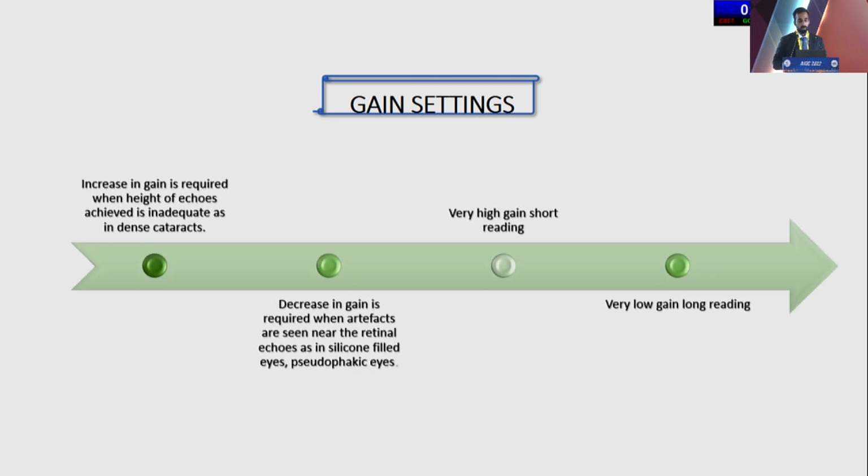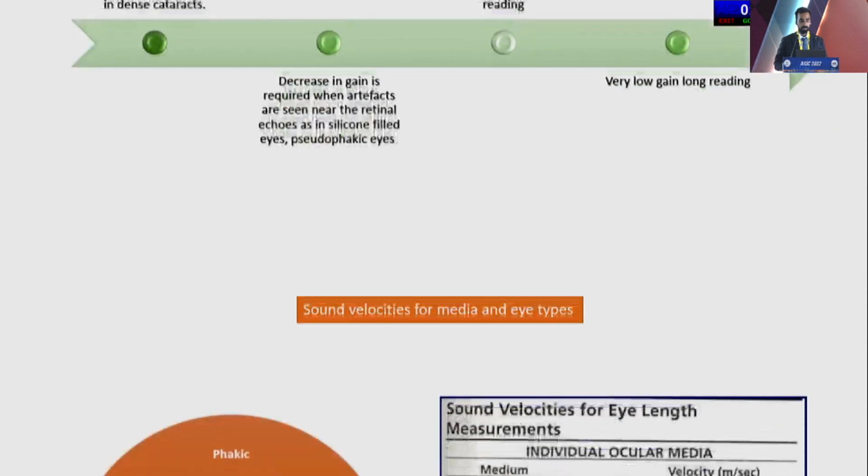So when you're not getting the correct waves in cases of a dense cataract or any other opacity, it would be ideal to increase the gain. So the height of the echoes will be adequate in a denser cataract. A decrease in gain is required when you have other artifacts in the interface of the vitreous, such as in silicone eyes or any other vitreous pathology. But one should be aware that a high gain can give rise to a shorter axial length reading, whereas a low gain can give rise to a longer reading.